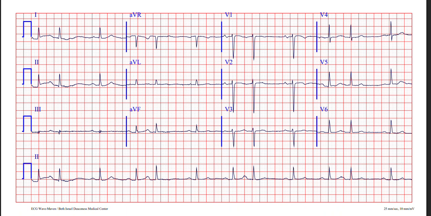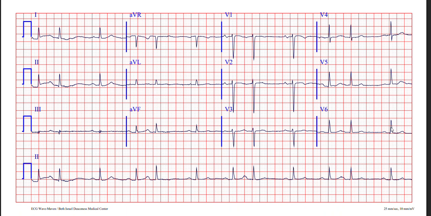So now let's come to this ECG. So till now you might have guessed what the abnormality in this ECG is, if you are familiar with ECG diagnosis. So what abnormality do you see here?